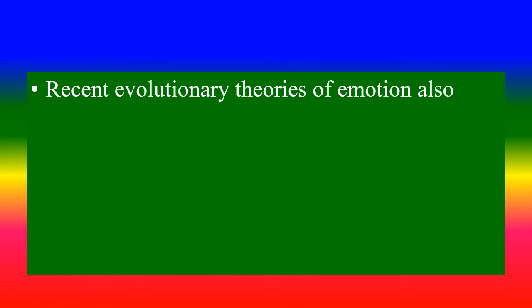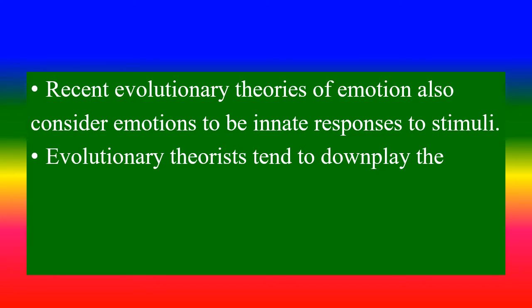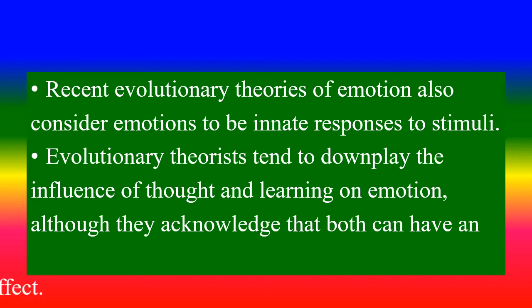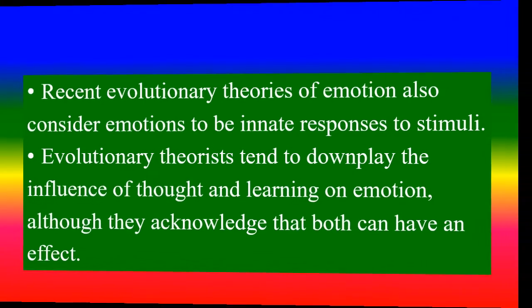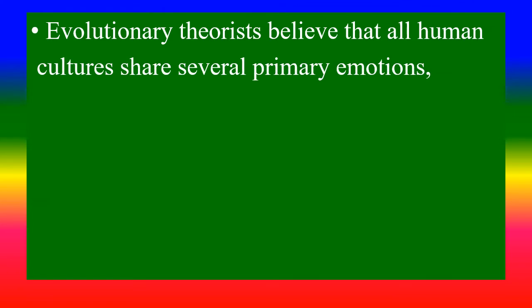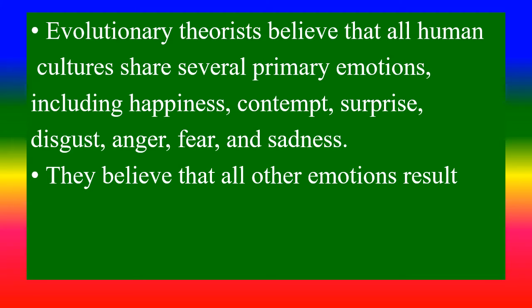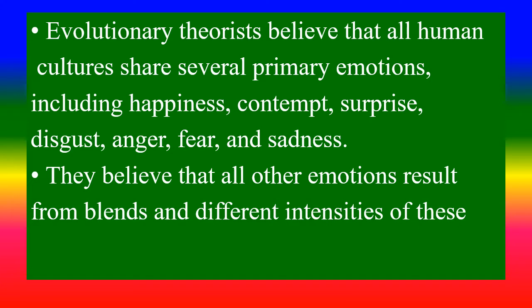Recent evolutionary theories of emotions also consider emotions to be innate responses to stimuli. Evolutionary theorists tend to downplay the influence of thought and learning on emotion, although they acknowledge that both can have an effect. They believe that all human cultures share several primary emotions, including happiness, contempt, surprise, disgust, anger, fear, and sadness. They believe that all other emotions result from blends and different intensities of those primary emotions.